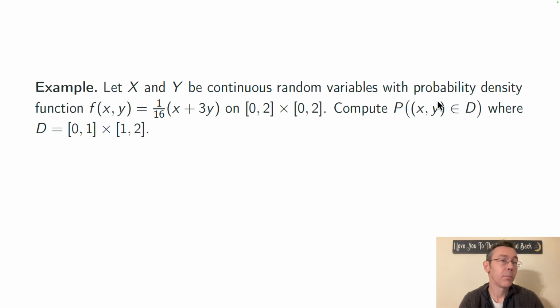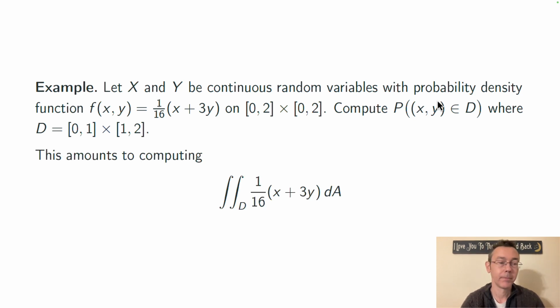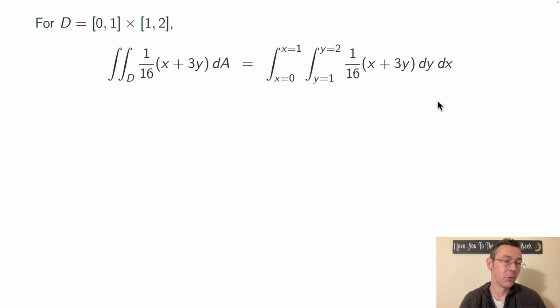I want to compute the probability that x and y wind up in the rectangular region 0, 1 cross 1, 2. That is, x is between 0 and 1, and y is between 1 and 2. So I'm going to compute this double integral through iteration. First I'm going to integrate from y equals 1 to y equals 2. Then I'm going to integrate from x equals 0 to x equals 1. I could do that in either order. It's not going to matter since we have a rectangular region.